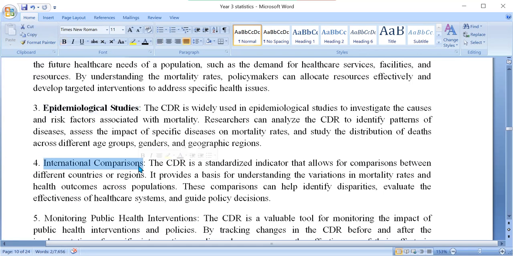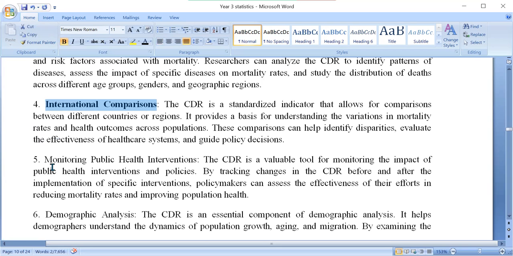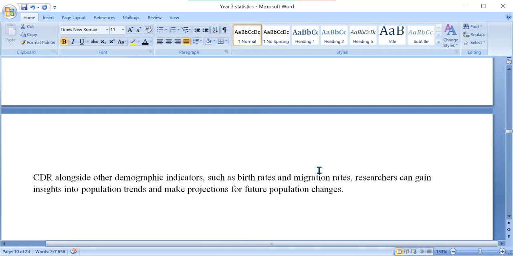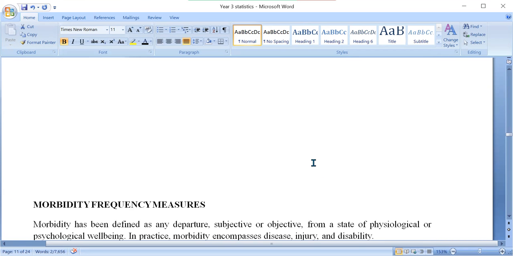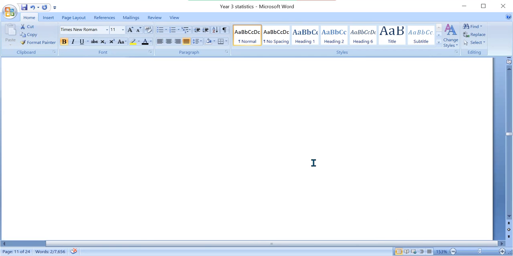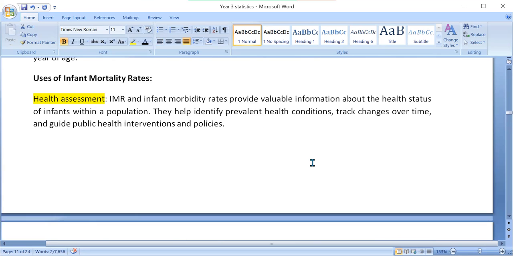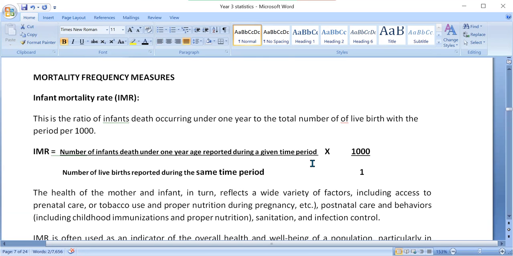Then international comparison and monitoring public health interventions. We have explained that before. Then demographic analysis. CDR is also essential for demographic analysis, to understand the dynamics of population growth, aging, and migration. So that's all for mortality frequency measures.